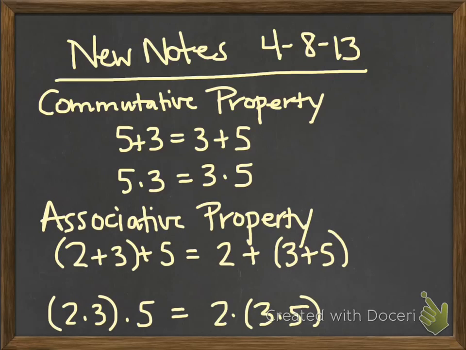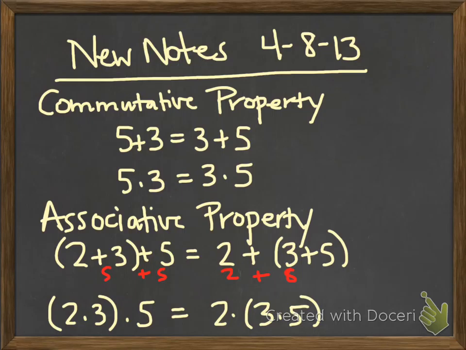Okay, associative property is the order of the numbers or letters stays the same, and only the grouping changes. So in the first one, it's 2 plus 3 plus 5, and the second one is 2 plus 3 plus 5. But we group the 2 plus 3 together. That gives us 5 plus 5, which is 10, or 2 plus 8, which is also 10. So they're the same answer.